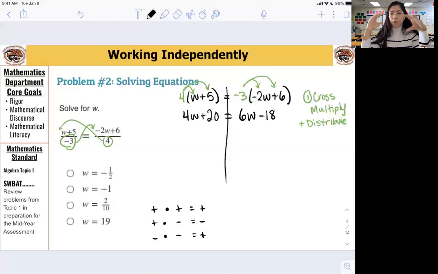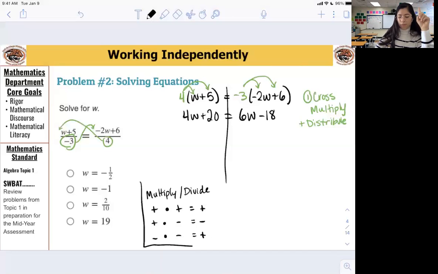If you have one of each, a negative and a positive, or a positive and a negative, it'll be negative. But if you have 2 of the same, it'll be positive. That's the rule only for multiplying and dividing, by the way. This does not apply to addition or subtraction. Questions on that real quick? Okay, cool. All right, back to the problem.